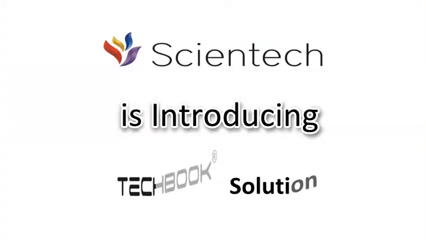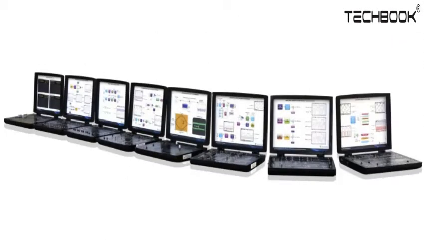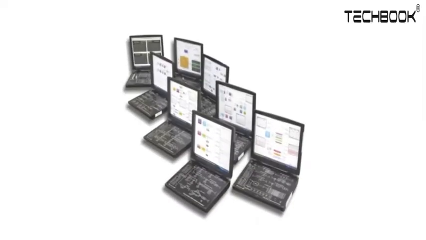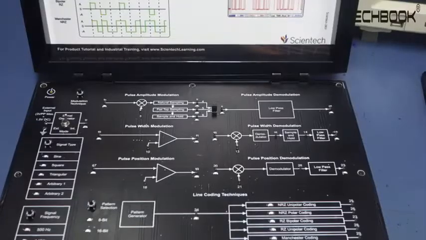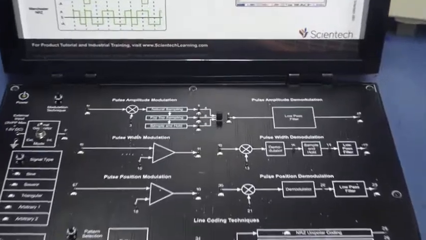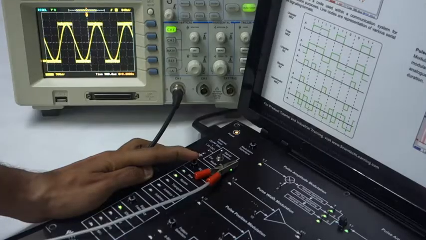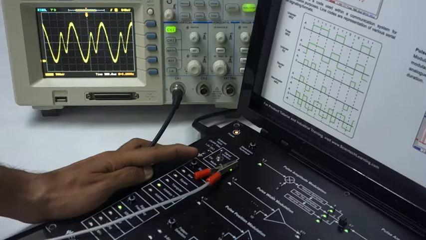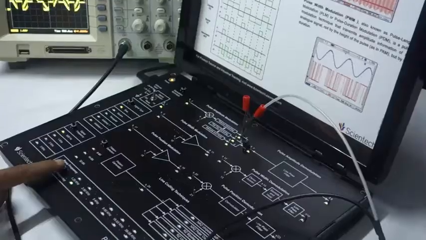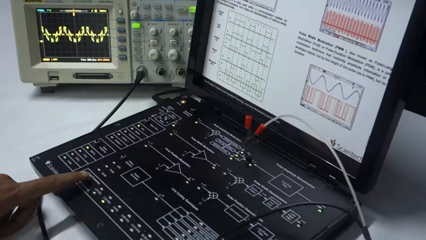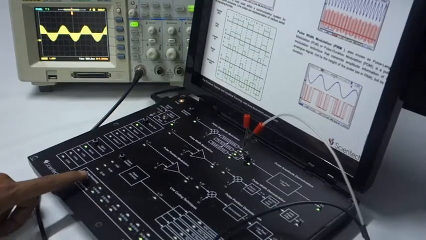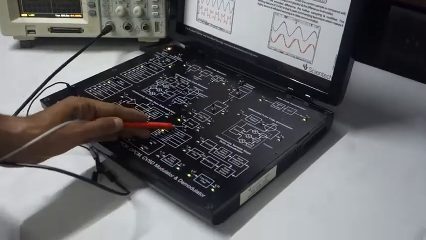Scientech is introducing such a solution called Scientech 28 series TechBooks. Scientech 28 series TechBooks, an indispensable and unique solution. Modulation and demodulation techniques are covered on same board. Inbuilt DDS signal generator for standard and arbitrary signals. Selectable sampling frequencies. Test point at every stage.